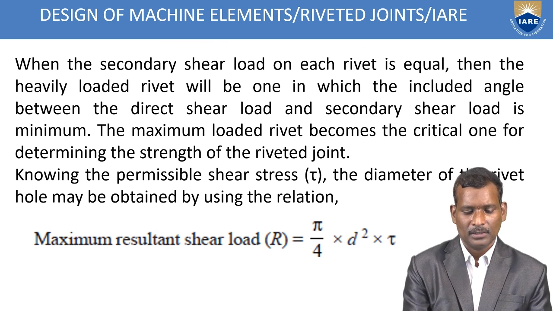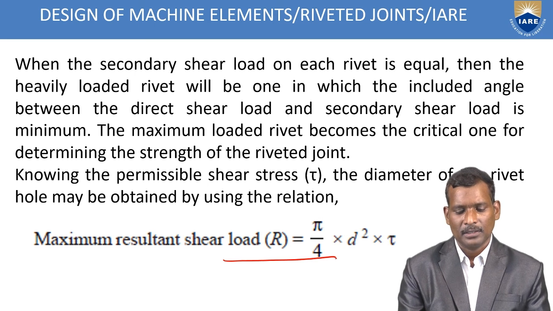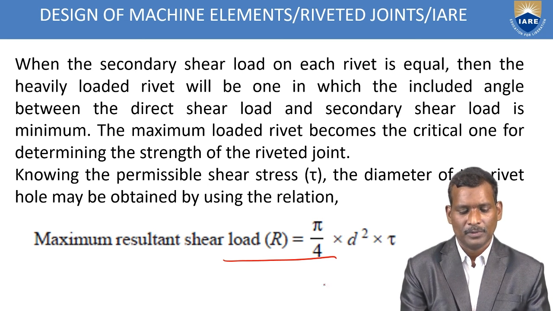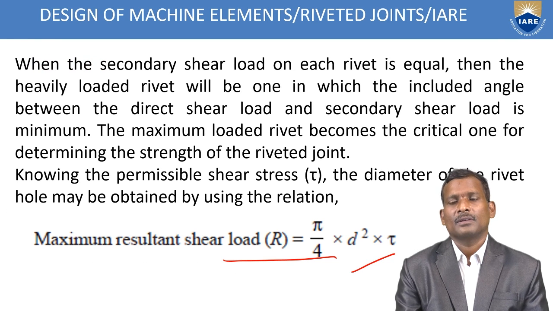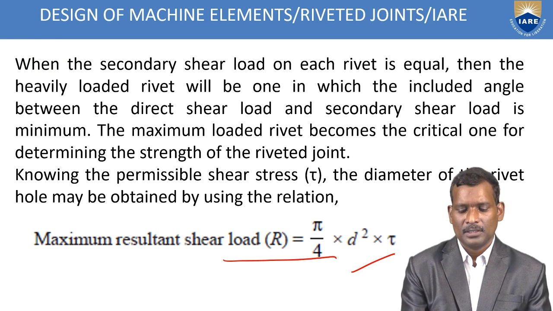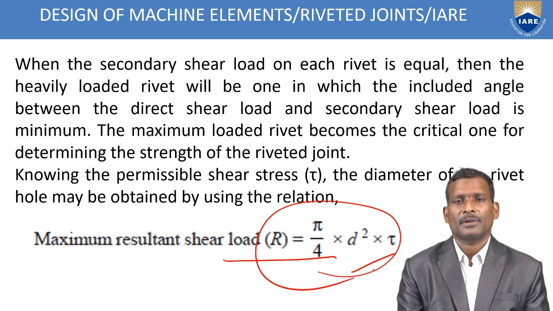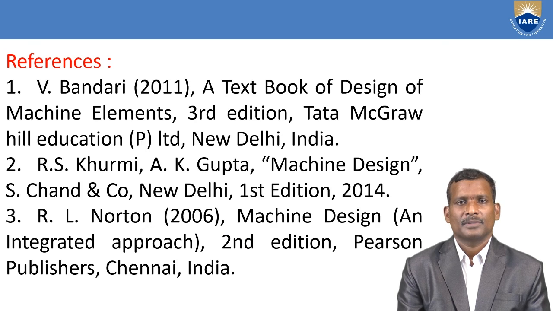Then use this relation: maximum shear load is equal to pi by 4 into d square into tau. So we will get the maximum shear load. Clear? So by using this relation, you can calculate the diameter of the rivet. Clear? Thank you.